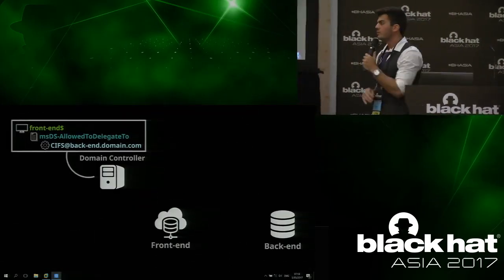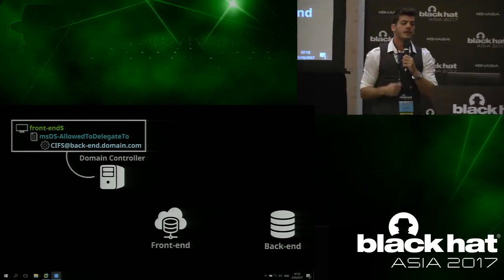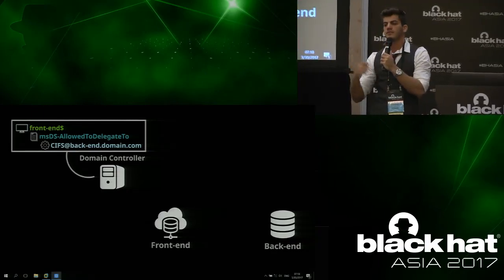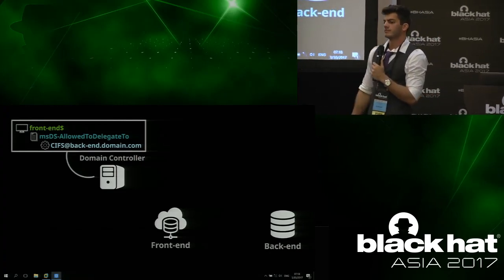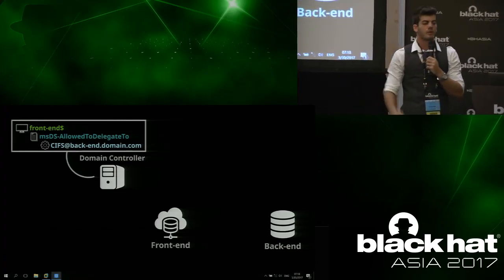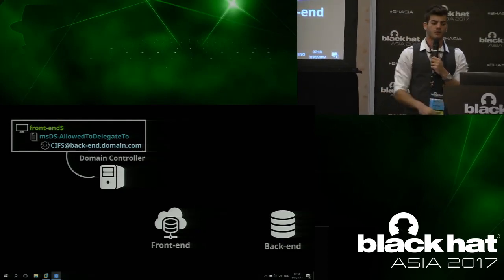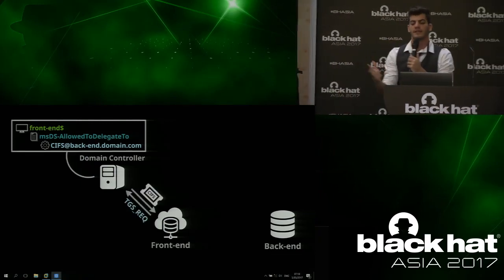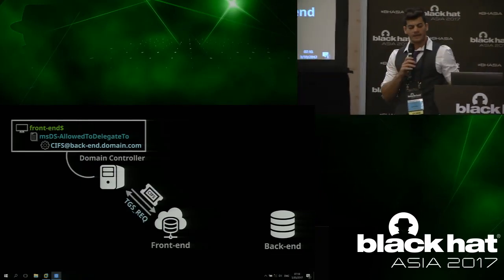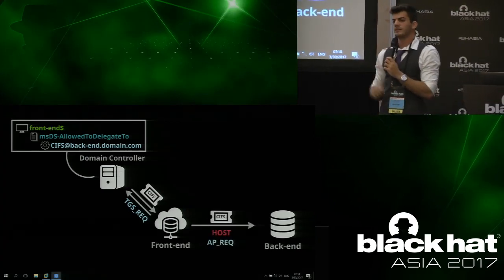So let's say that we are the attacker and we already compromised the front end, but we see that we can delegate access only to the CIFS service on the back end, but we want to gain remote code execution. I don't know a way how we can make a remote code execution to the CIFS service. However, what we can do is to use the service-for-proxy to get that ticket to the CIFS, and then present that ticket to the backend, but requesting the host service.